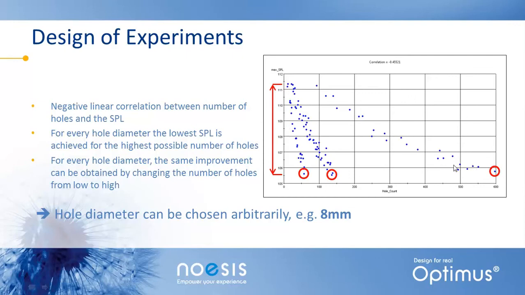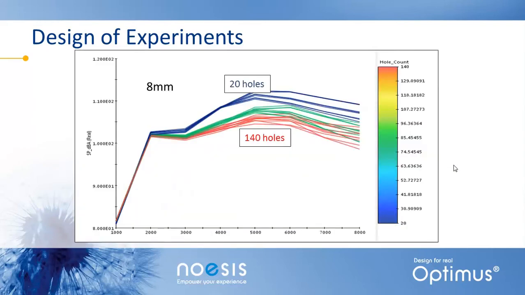So we can just take any arbitrary diameter, and in this case I chose 8 mm. And for 8 mm you can see that the more holes we have, the lower the SPL values. In this case 140 holes gives much better sound pressure levels than just 20 holes.